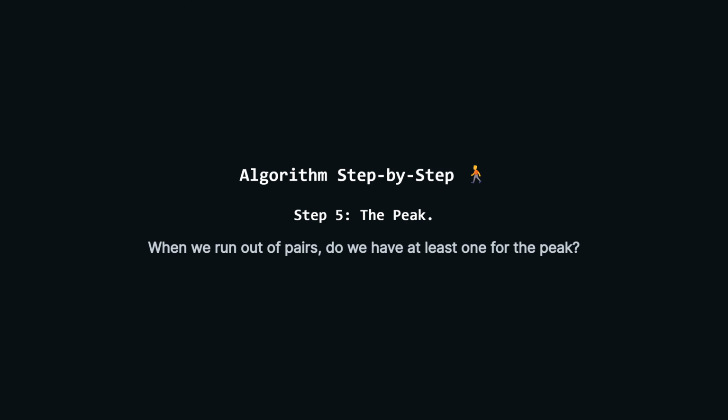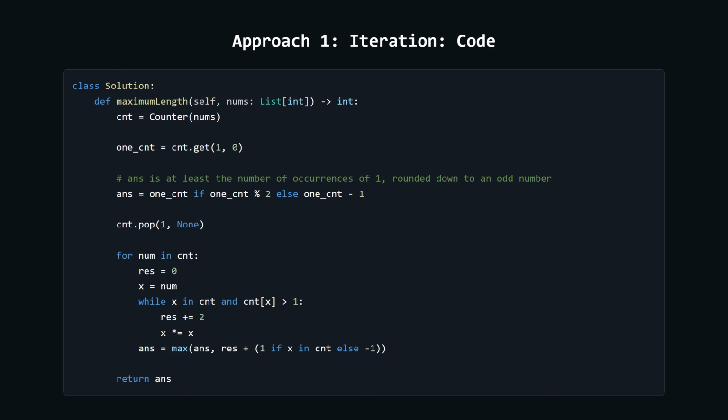If we don't, we just step back down, effectively losing the last pair we counted. Here is the full Python code from the editorial. Don't worry about trying to read it all at once. Let's trace through it with an example to see it in action.